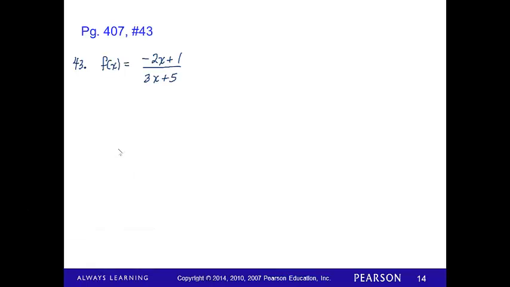So the first thing you need to do is find the degree of the numerator and the degree of the denominator. The degree for the numerator is going to be 1 because the highest exponent is a 1. And the degree of the denominator is also 1. And we notice that these are equal. So by definition, we have a horizontal asymptote located at the line y equals the leading coefficient in the numerator, which is negative 2, over the leading coefficient in the denominator, which is 3. So you have a horizontal asymptote at the line y equals negative 2 over 3.